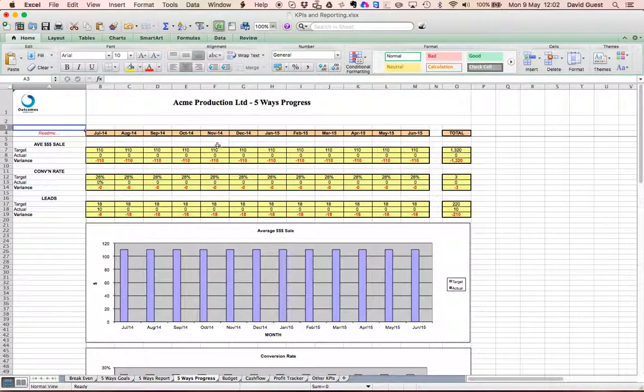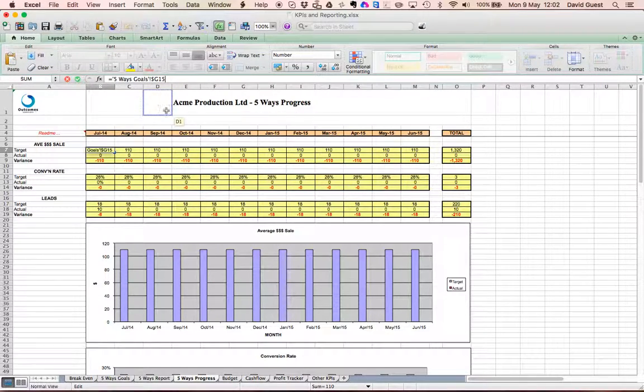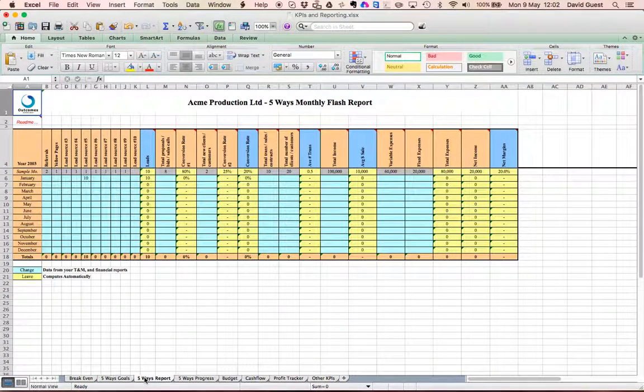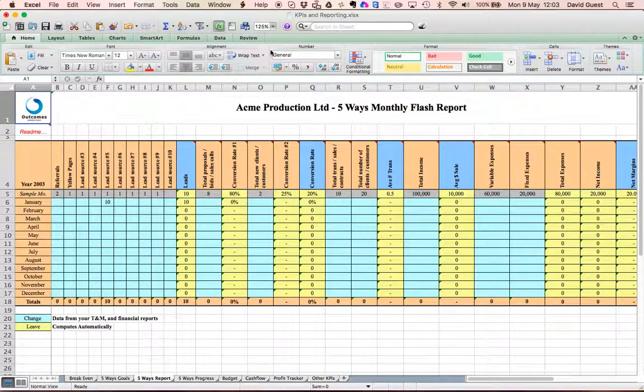which is over here. And you'll see that it's got targets that have been calculated, and when we look at these targets, you'll notice that it says up the top here 5-way goals. So that's where it's come from. The 5 ways report is where we put the actual figures. Now if you look at this page, it looks a bit small, but let's have a quick look at it.